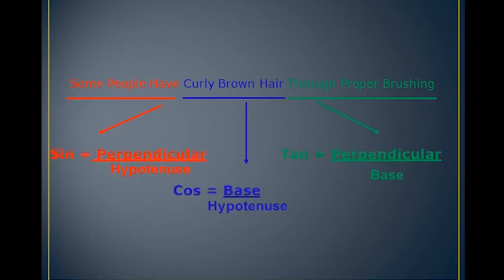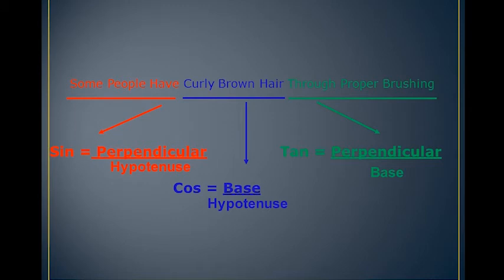Before going into detail, we must have a certain formula in order to revise the sine, cos, and tan formulas. For that, we have the statement: Some People Have Curly Brown Hair Through Proper Brushing. Some People Have means S for the sine, P for the perpendicular, H for the hypotenuse, meaning sine theta equals perpendicular by hypotenuse. C for the cos theta, B for base, and H for hypotenuse. And Through Proper Brushing means T for tan theta, P for perpendicular, and B for base.